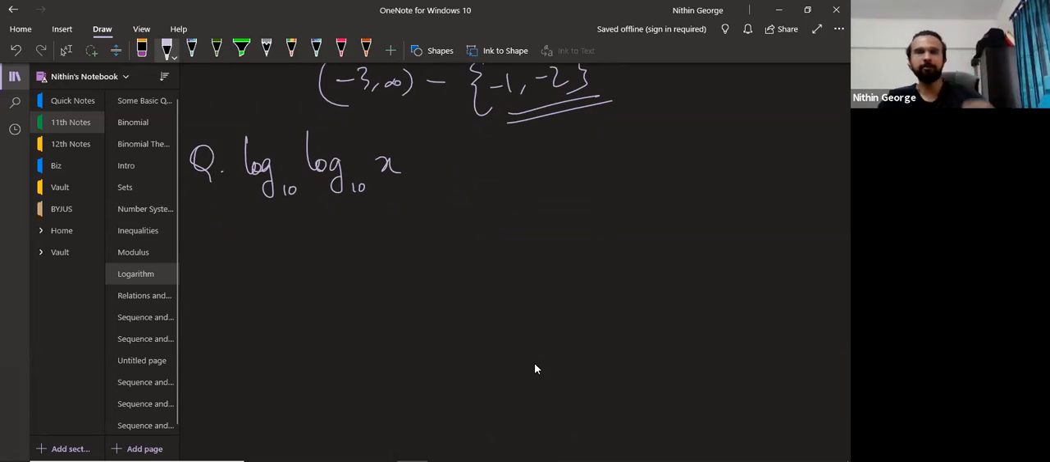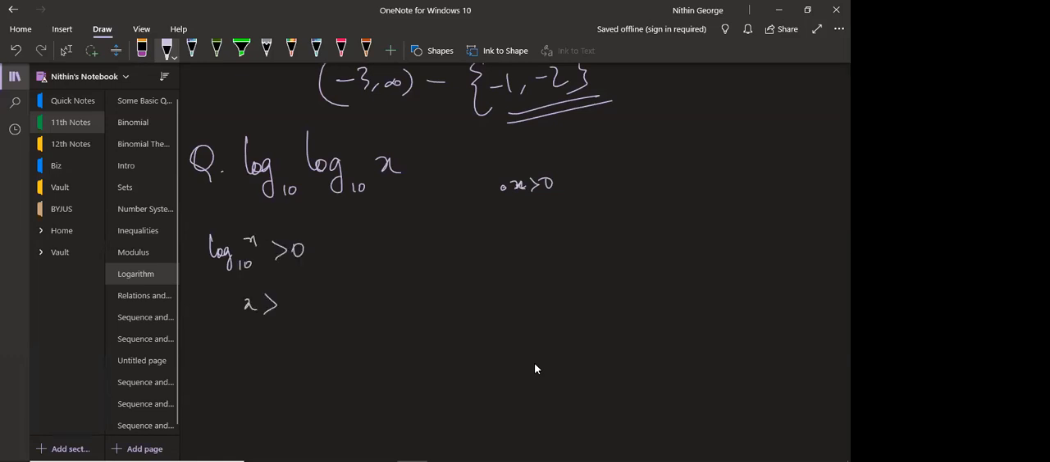Okay. So find the domain here first. What do we do here? And then you solve it quickly. Come on. Tell me the answer. Sir, is it x belongs to 1 to infinity?